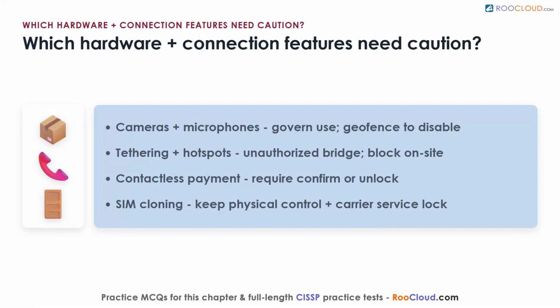Which hardware and connection features deserve extra caution? A handful of them punch above their weight. Onboard cameras and microphones can quietly capture confidential information, so policy should govern where they may be used. And geofencing can even disable a camera on company grounds. Tethering and hotspots let a device become an unauthorized bridge to the internet, sidestepping your filtering, so they should be blocked inside the facility. Contactless payments are convenient, but can be cloned unless they require a confirmation or an unlocked device. And SIM cloning lets an attacker hijack a victim's phone service, so physical control of the device and a service lock with the carrier both matter. Think of each of these as a small, unguarded gate in an otherwise solid wall.